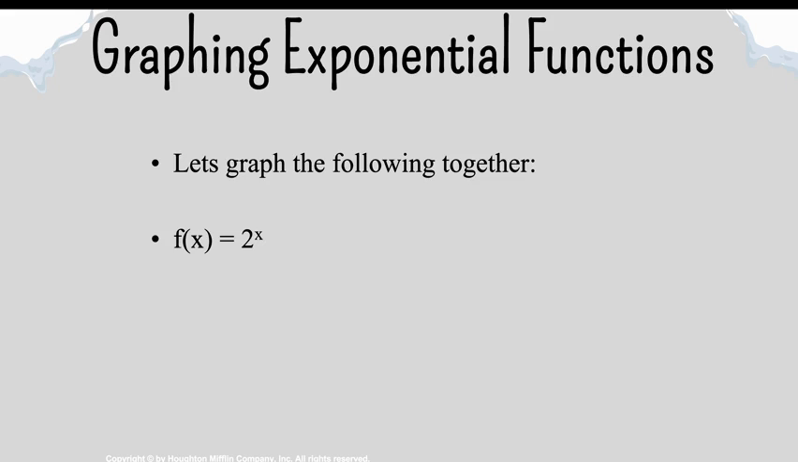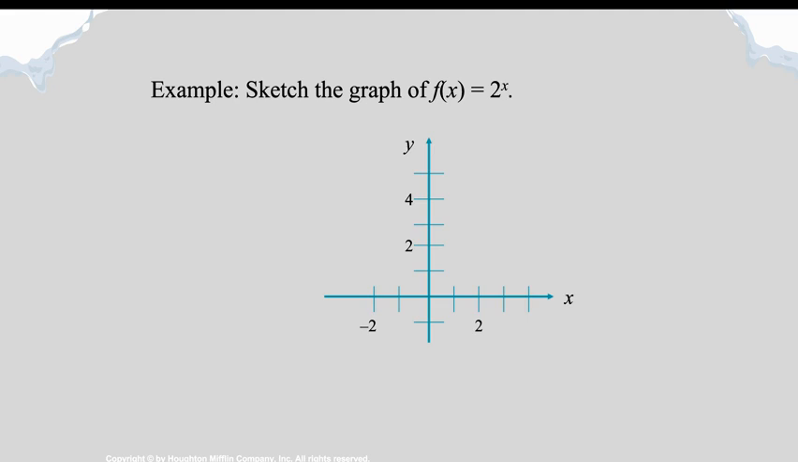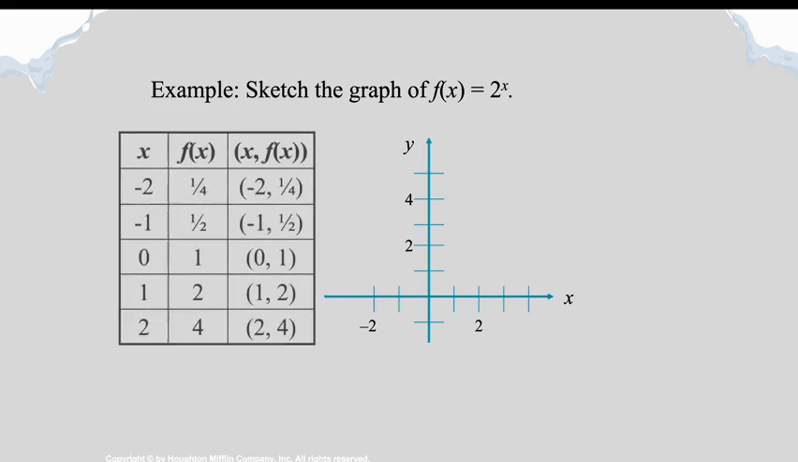So graphing exponential functions, this is what we're going to practice today. We have f of x is equal to 2 to the power of x. What we're going to do is we're just going to plug in some values for x and then find the y values so that we can plot points. So when I plug in 0, anything to the 0 power is 1. So our y-intercept is going to be 1.